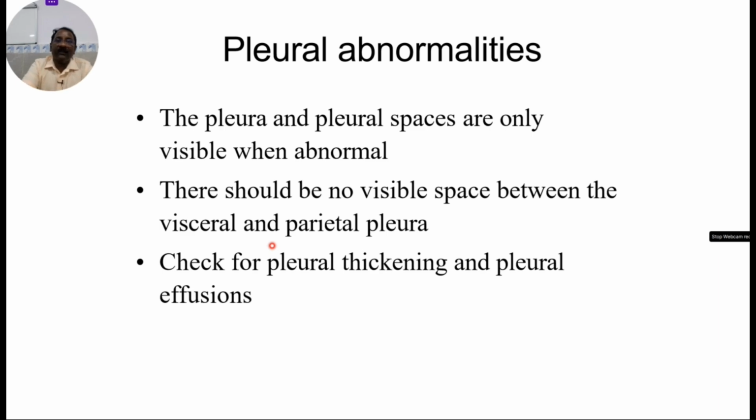Pleural abnormalities. The pleura and the pleural spaces are only visible when they are abnormal. There should be no visible space between the visceral and the parietal pleura. Check for pleural thickening and pleural effusions. So usually they are not visible normally. When they are abnormal, they are visible.